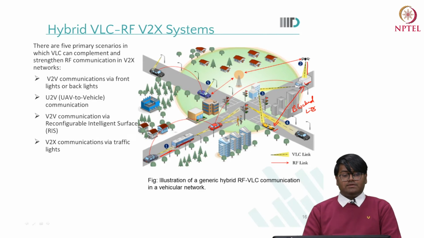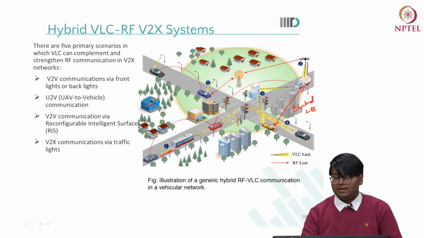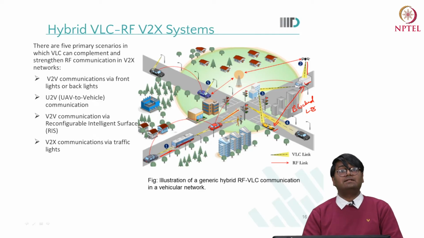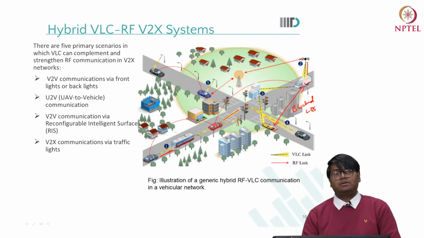Next, what we have is the V2X or vehicle to everything communication via traffic lights. These traffic lights can also be useful for communicating the basic safety messages or your cooperative awareness messages to alert the vehicle about the accident happening in the surrounding environment.